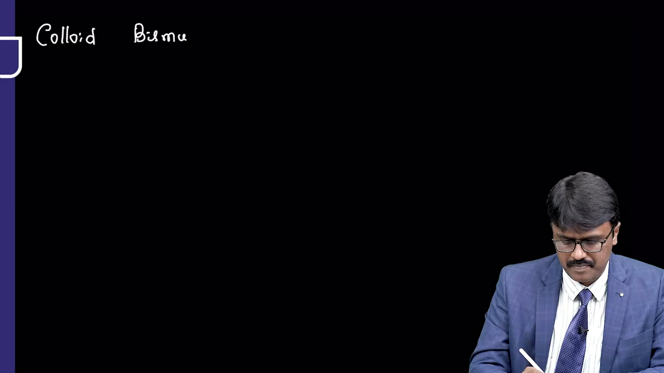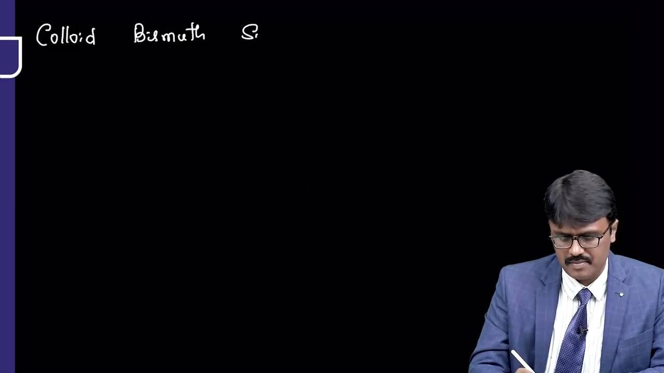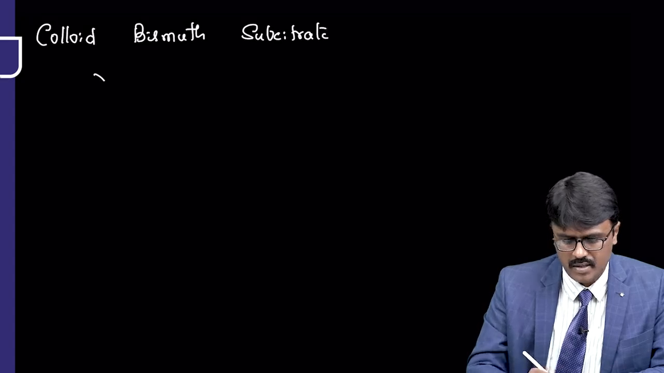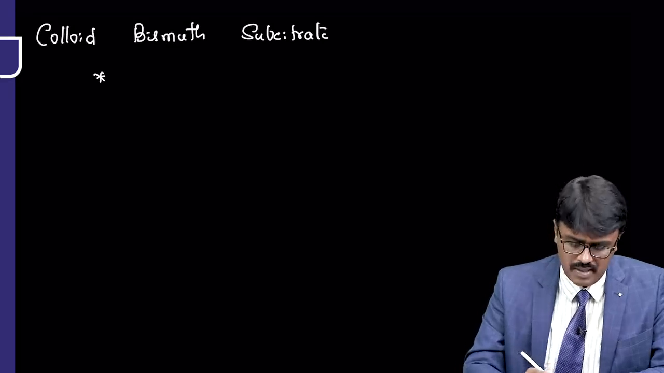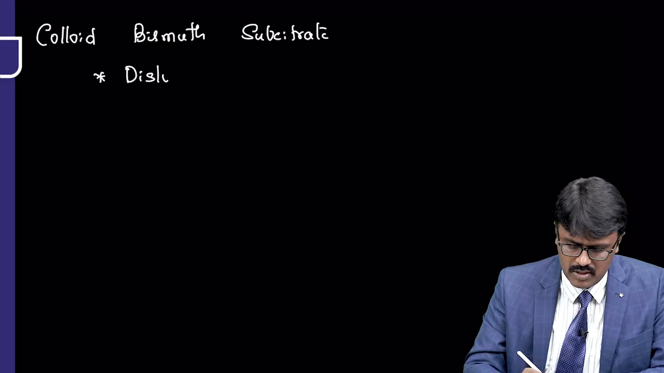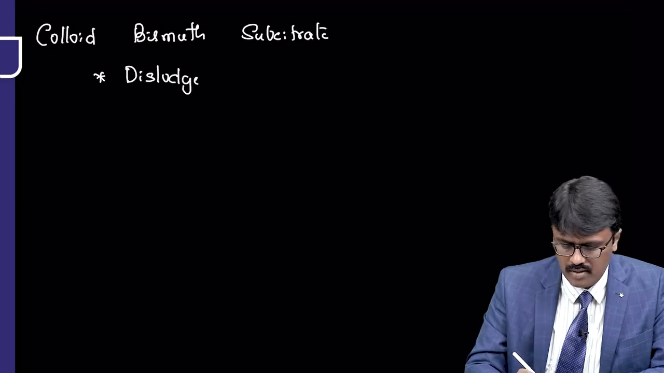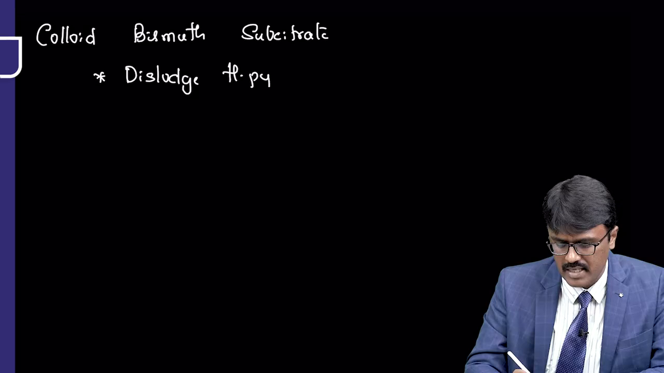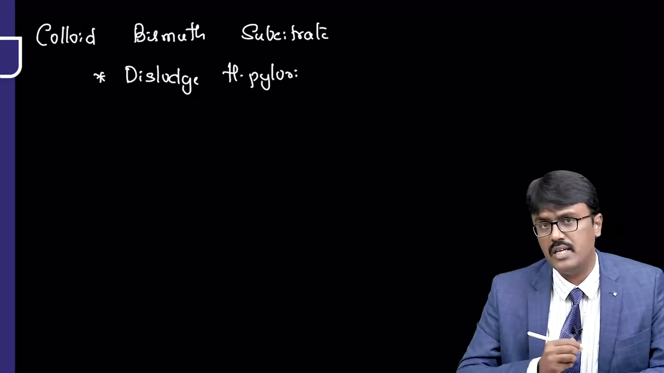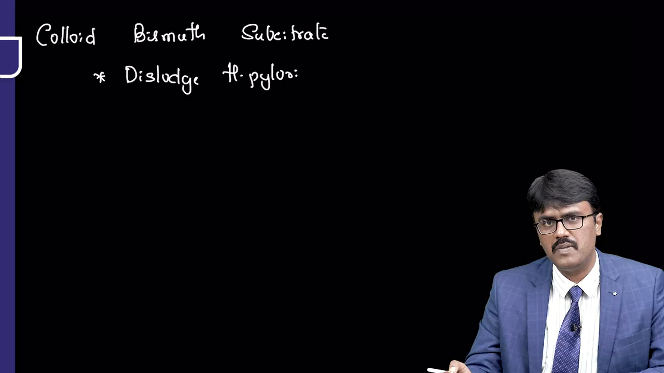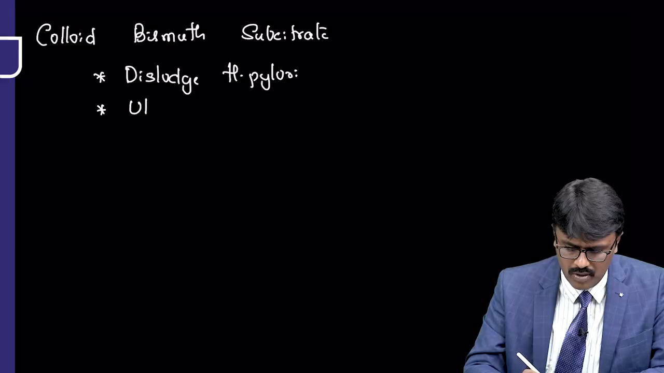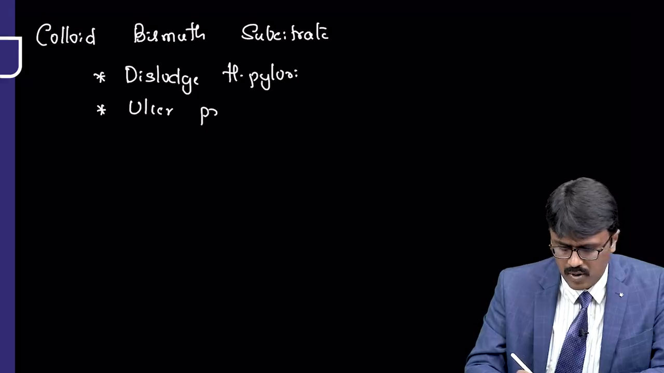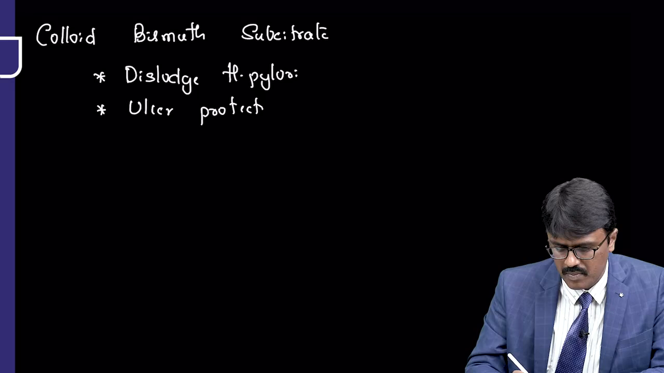Okay, so I will discuss a drug called colloidal bismuth subcitrate. The drug has 2 important properties. One is anti-H. pylori property. How? It has been shown to dislodge H. pylori from its attachment to the gastric epithelium. So it dislodges H. pylori from the gastric epithelium and thereby throws it away. And also the drug has been shown to have ulcer protective effect. So it can protect ulcer.